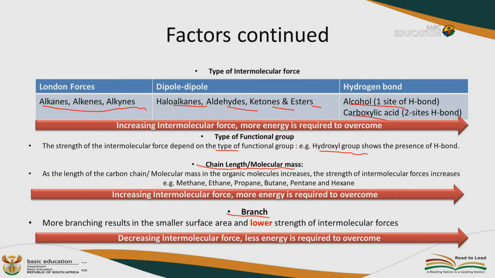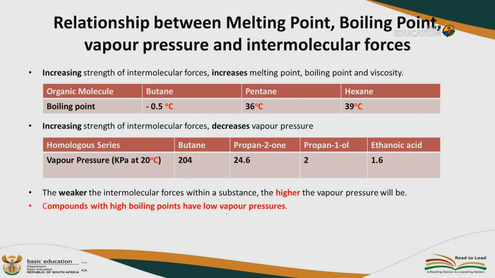All the others, we were saying, when you have a longer chain length, the strength of the intermolecular force increases. When you have a higher molecular mass, the strength of the intermolecular force increases. But when you have branches, the strength decreases. So we must take note of that one, that when we have branches, the strength of the intermolecular force decreases.